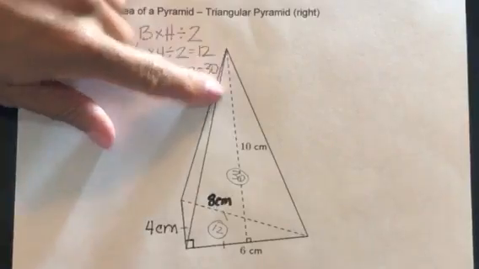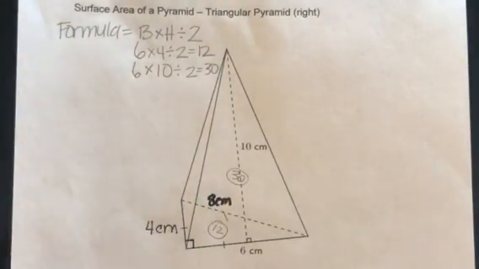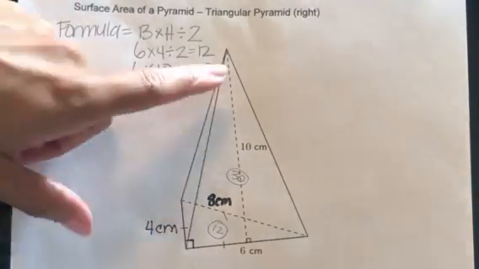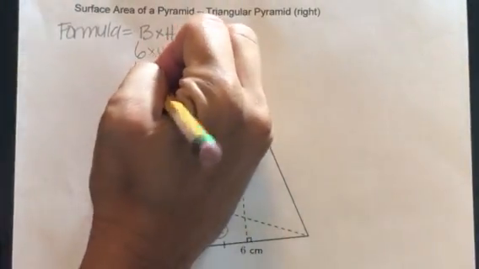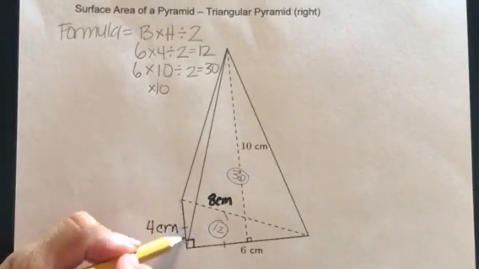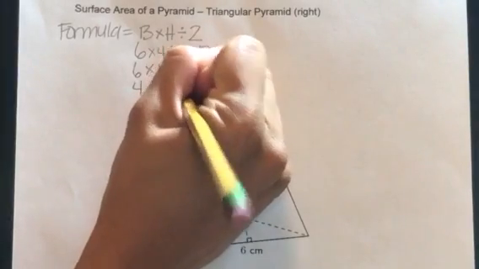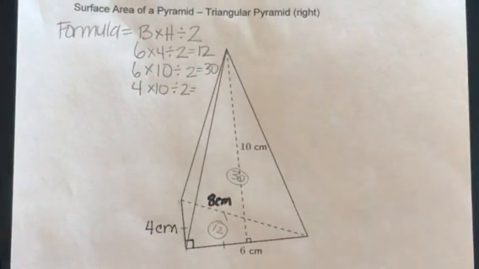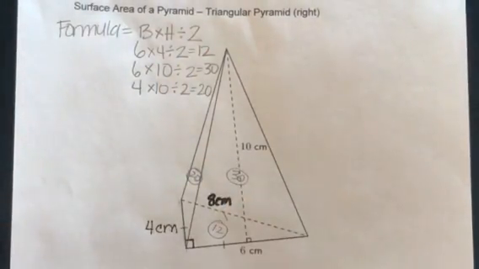Next, I'm going to solve for this triangle that's on this side over here. So again, I'm going to do base times height divided by 2. On this one, again, the height is still going to be 10. So we're going to do 10 for the height, and we're going to multiply that by the base. The base is on this side, so the base for this one is 4. And then we're going to divide that by 2. So 10 times 4 divided by 2 is 20. So now I know this over here is 20.